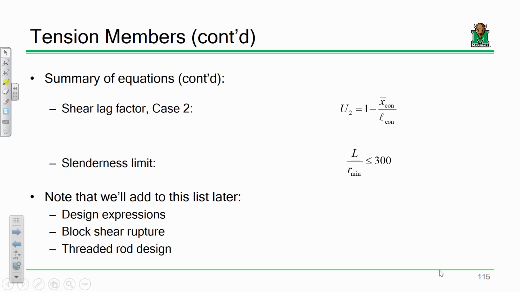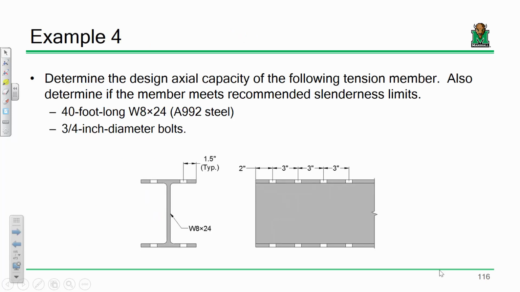And r being your minimum radius of gyration. So that depends on the section that you're looking at. So be cognizant when you're looking up properties on your homework assignment that you're using the right ones.